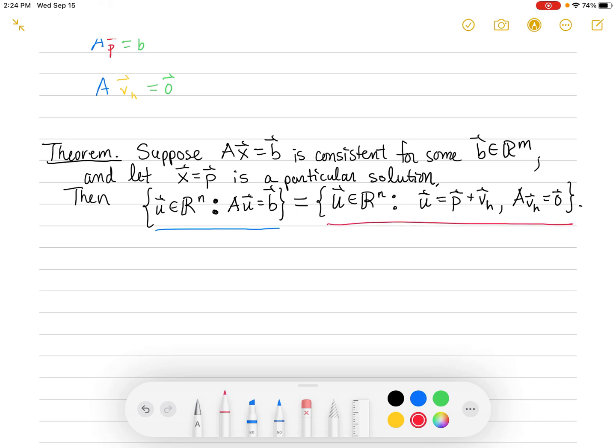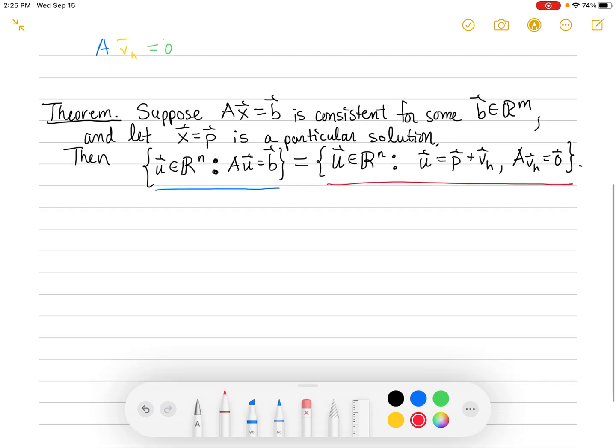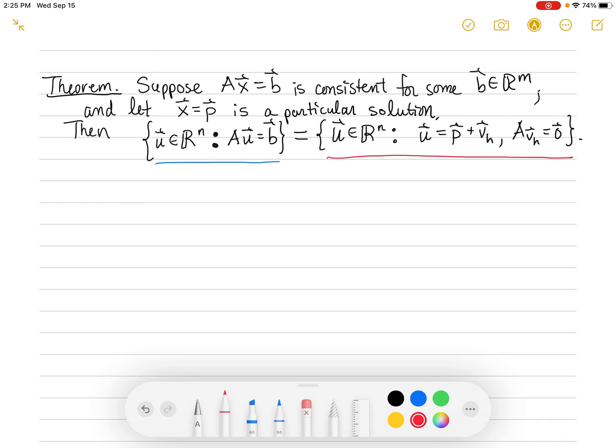And on the right, this is saying all those vectors that have a particular part plus a homogeneous part. Remember, P is the particular solution to AX equals B. So what this is saying essentially is that all solutions to AX equals B can be written in the form a particular part plus a homogeneous part. Now let's prove that these two sets are equal, the blue set and the red set. So I'm going to do a proof here.